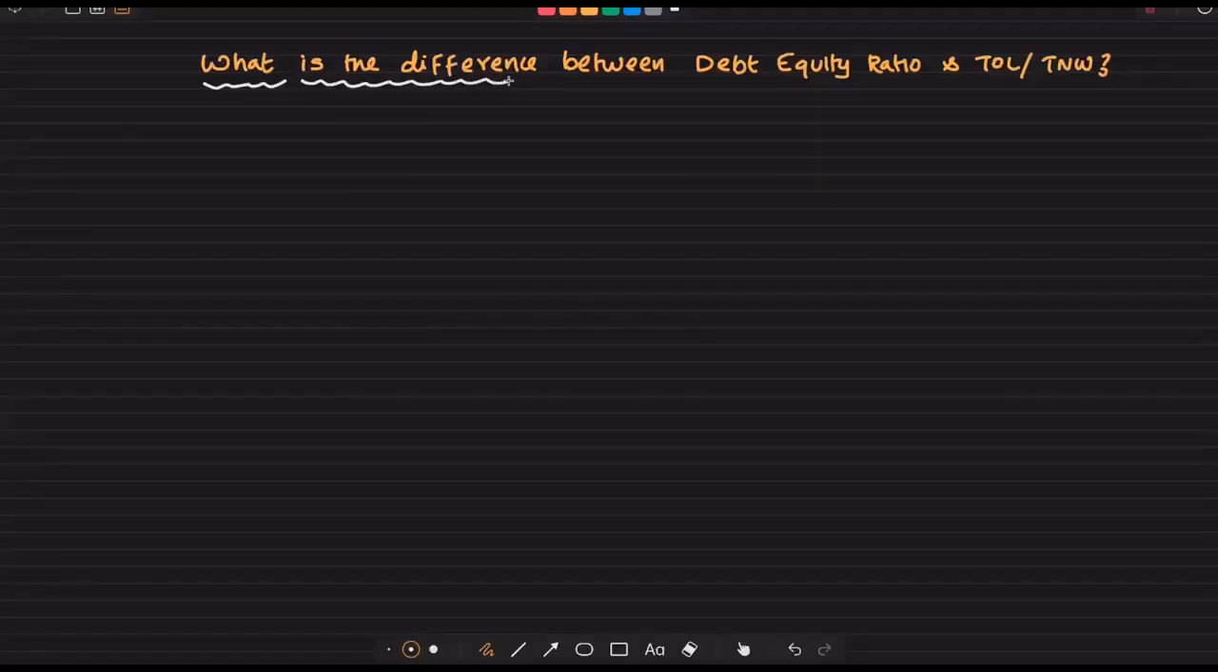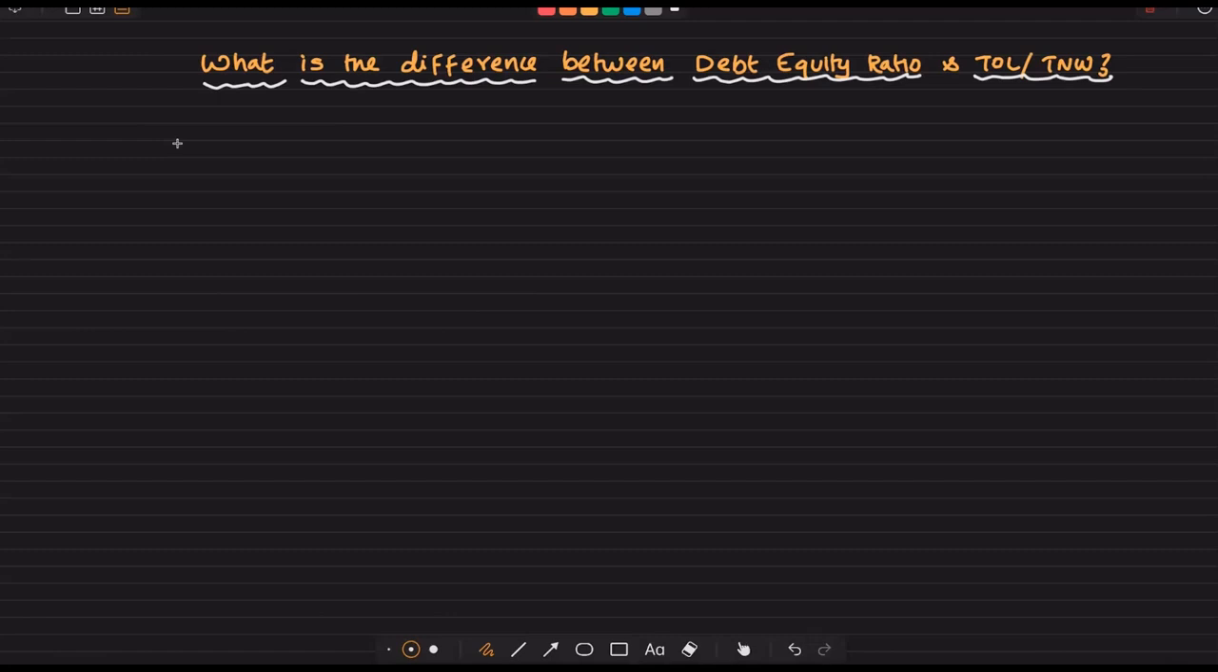A very important video. Many times I get this question: what is the difference between debt equity ratio and TOL by TNW? They both look the same. They are used interchangeably, but bank to bank there are some differences.